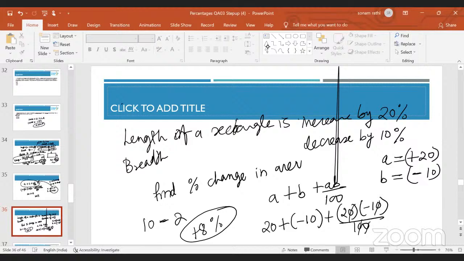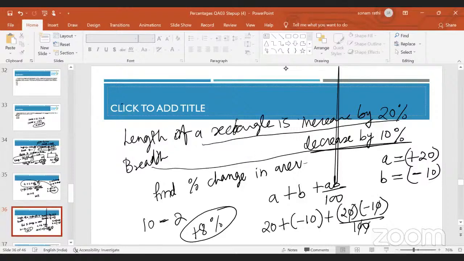But where did we get the negative 10? Because the question has said it. The length is increased by 20%, breadth is decreased by 10%. Therefore, it is minus 10.